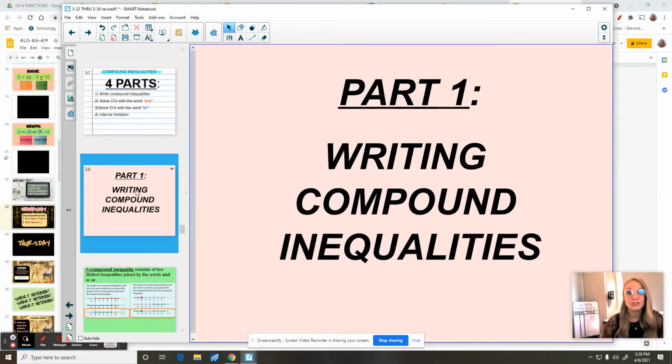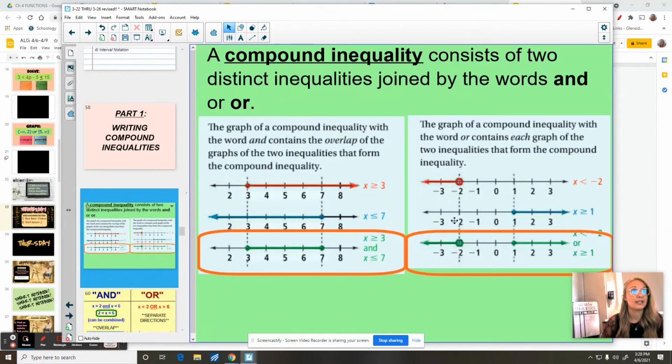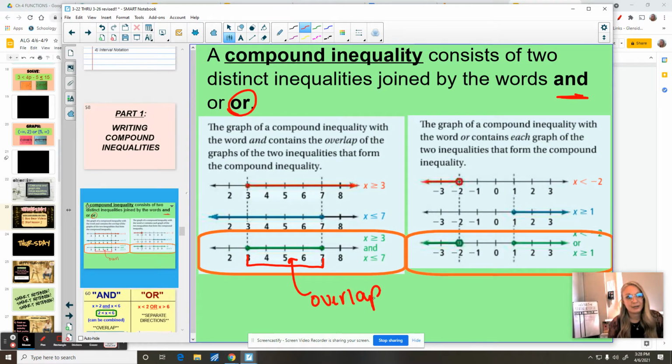So part 1 is just about writing compound inequalities. As we talked about, they will either be joined with the word and or the word or. If you have an and compound inequality, notice that it's almost combined in the middle here. We talked about it as being like the overlap. However, when you have an or inequality, notice that it's shooting off into both directions. So those are the 2 distinctions between an and or an or.